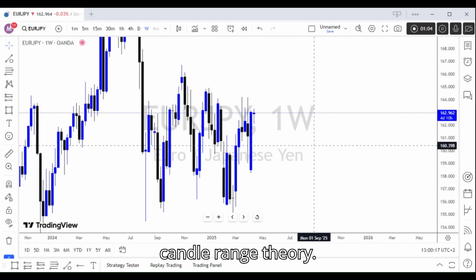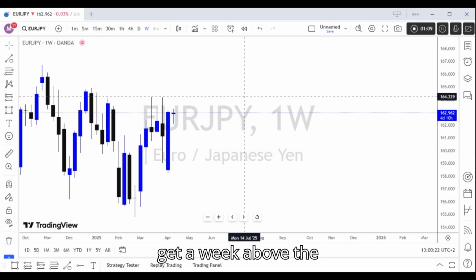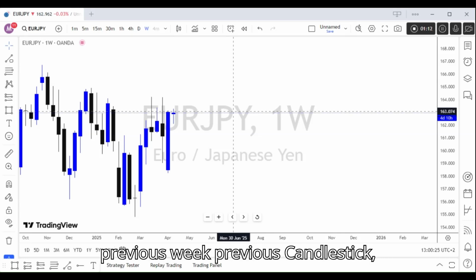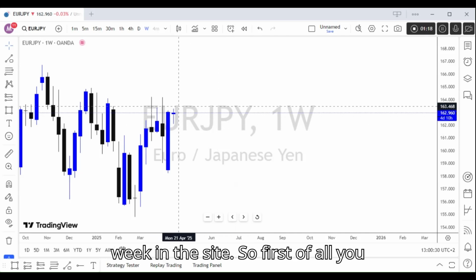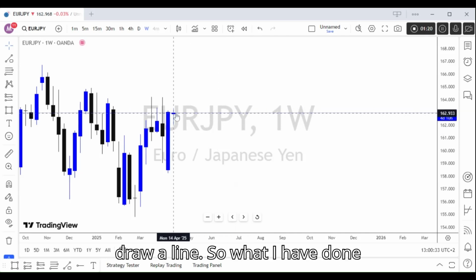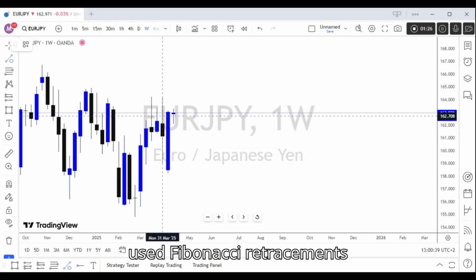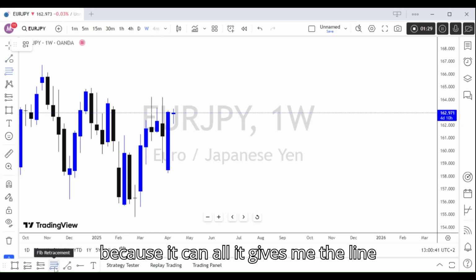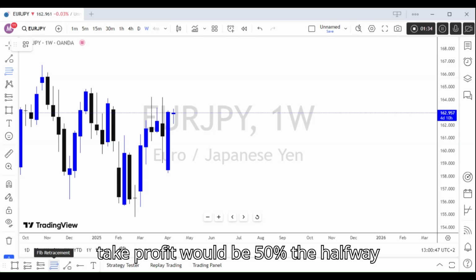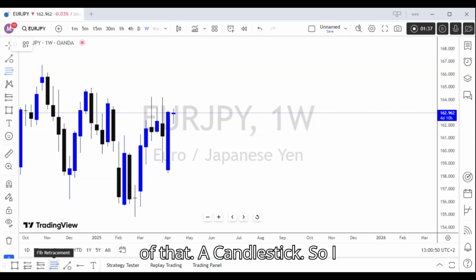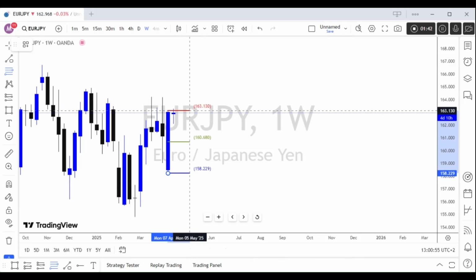According to candle range theory, if we get a wick above the previous candlestick, as you can see, we have a wick this side. First of all, you draw a line. I have drawn my line using Fibonacci retracement because it gives me the line and also my take profit. The first take profit would be 50%, the halfway of that candlestick. So I have drawn my Fibonacci, as you can see.